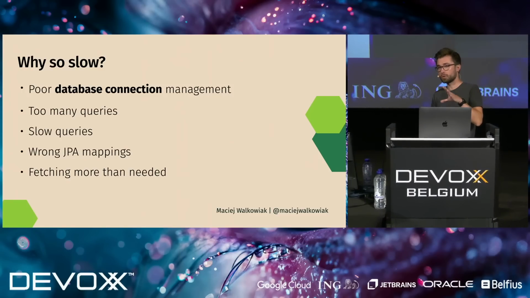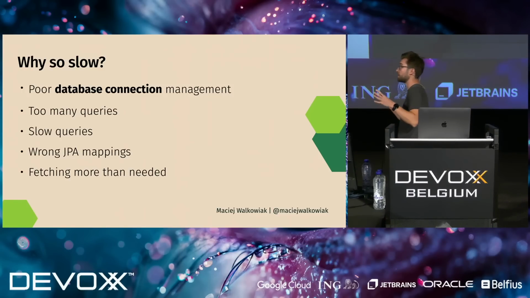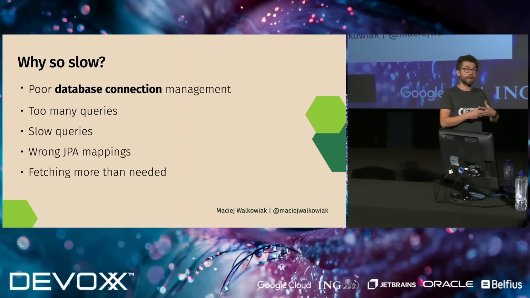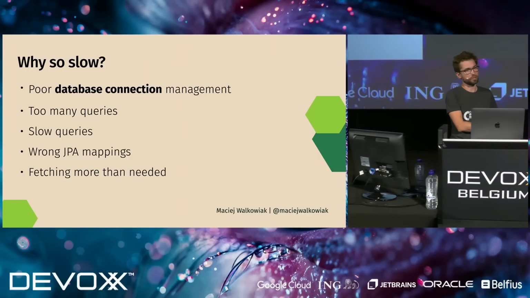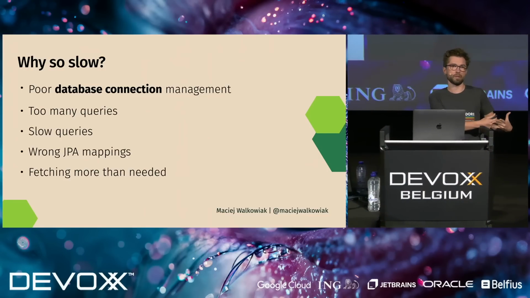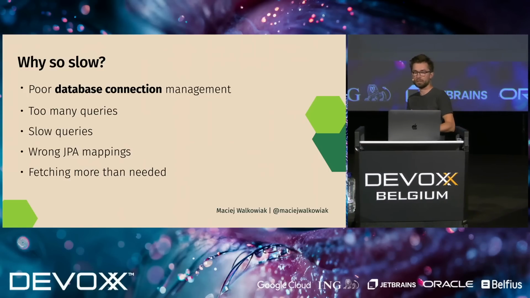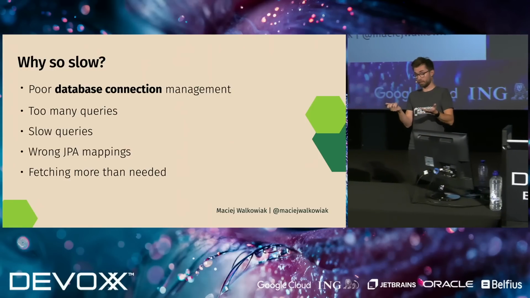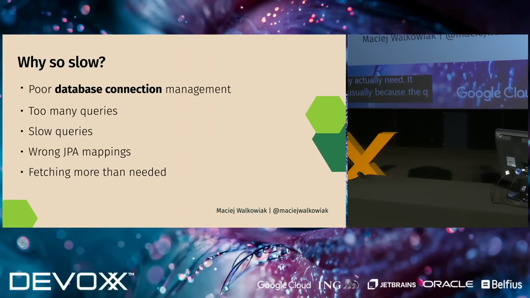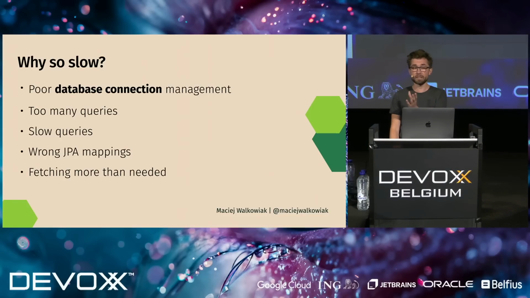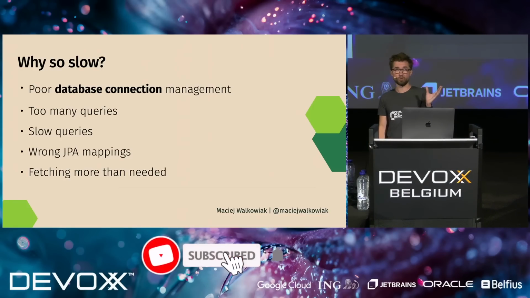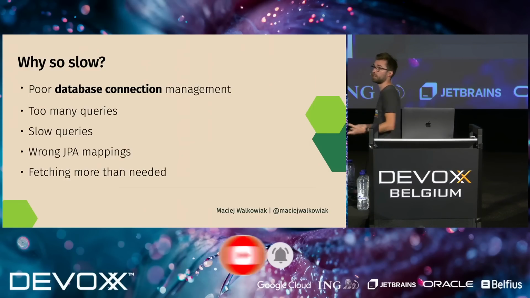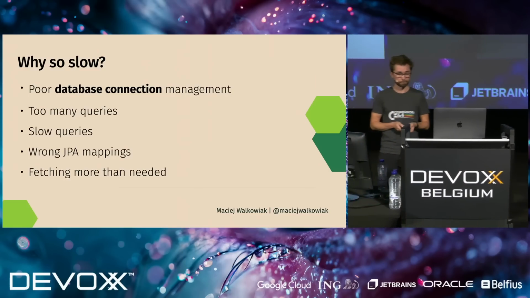There's either poor connection management, and then the application basically gets stuck and becomes completely unresponsive. Pretty much every application issues way more queries to the database than it actually needs. It also issues very slow queries, usually because of a lack of proper indexes. Too many queries are very often caused by wrong JPA mappings. And also, because of the way we use JPA, we fetch way more data than we actually need.